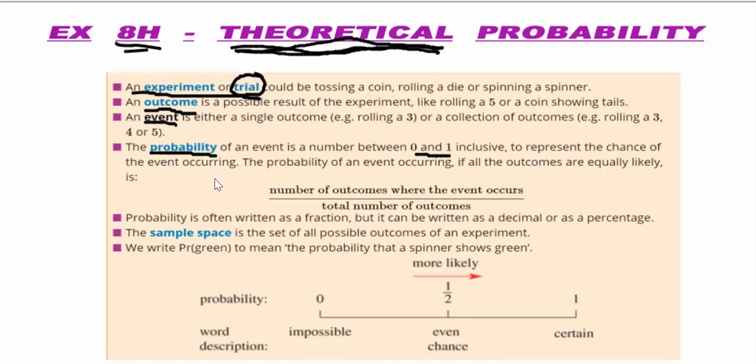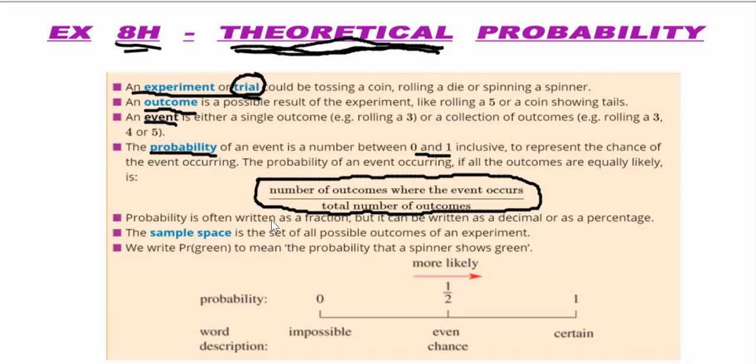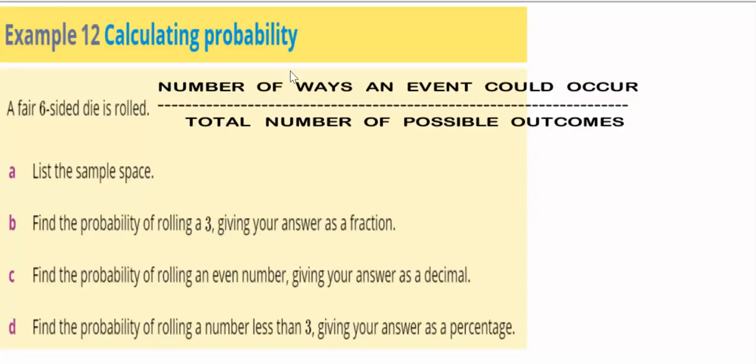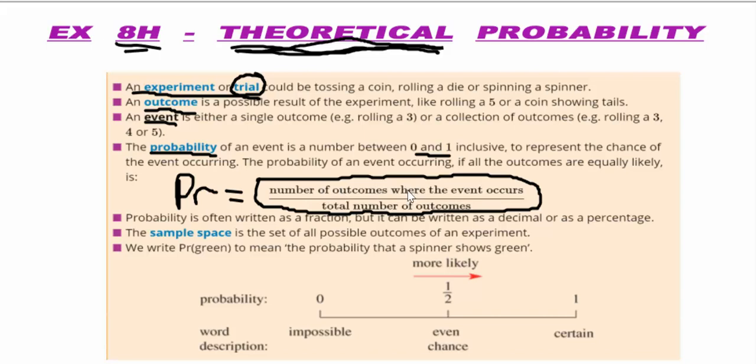So the probability of an event occurring, if all outcomes are equally likely, is, and this is the important formula that you need to make sure you write down. Whenever you're trying to work out theoretical probability, this is what you use. Whenever you see Pr, that just means probability, a shortened version of the word. So the probability of an event equals the number of outcomes where the particular event occurs, the number of ways an event could occur, is the top one.